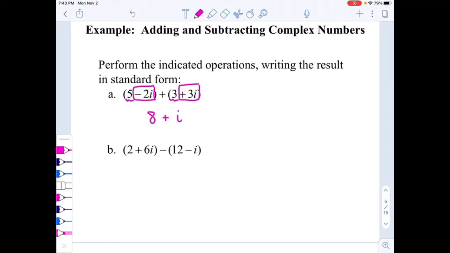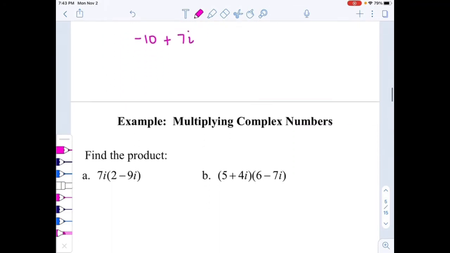On part B, however, we have a subtraction. That means we need to pay attention to those parentheses in terms of distributing out that subtraction sign. So if we have a 2 and we are going to take away 12, we're going to end up with a -10. If I have a positive 6i and I'm subtracting a negative, that means that I'm really adding i. So a positive 6i with a positive 1i, that's going to give us a positive 7i, just like binomials.